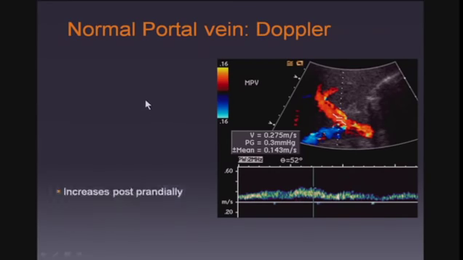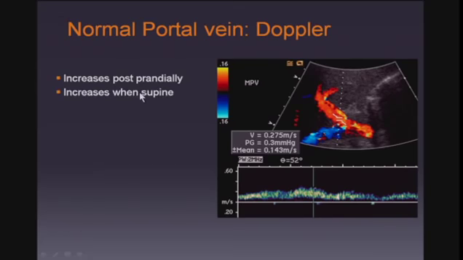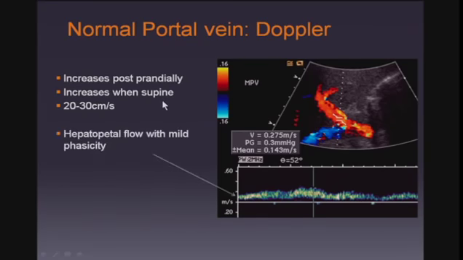The normal Doppler of the portal vein increases postprandially, increases when supine, and has a velocity of between 20 to 30 centimeters per second. Flow is hepatopedal with mild phasicity. So in this Doppler image, the cursor has been placed over the main portal vein, and you have a velocity of 0.27 meters per second or 27 centimeters per second.